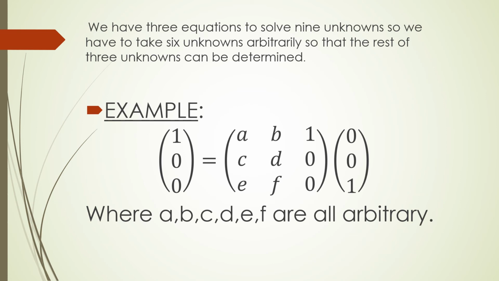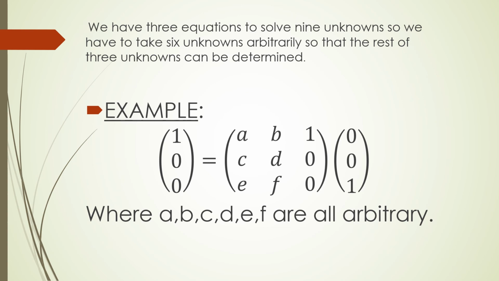To understand it better, let's take an example. Here we have the two column matrices 1, 0, 0 on the left hand side and 0, 0, 1 on the right hand side, and their division is represented by the intervening 3 cross 3 matrix a, b, 1, c, d, 0, and e, f, 0. We can easily see that the two matrices on the right hand side can be multiplied to get the column matrix on the left hand side for any arbitrary values of the 6 constants a, b, c, d, e, and f. Whatever the values you choose for these constants, the equation here would be satisfied.